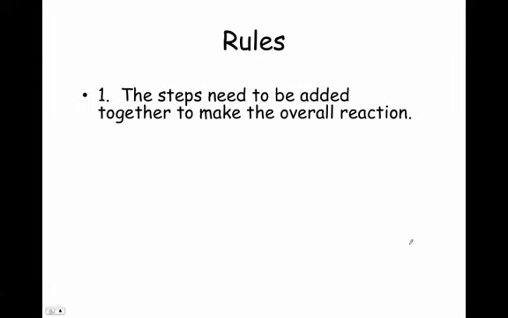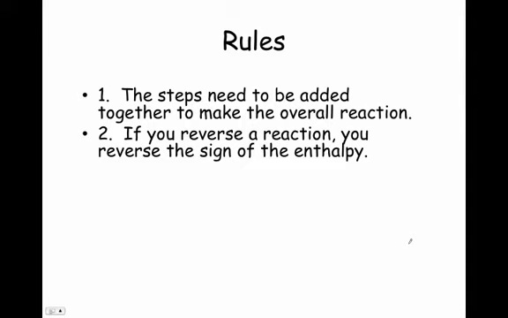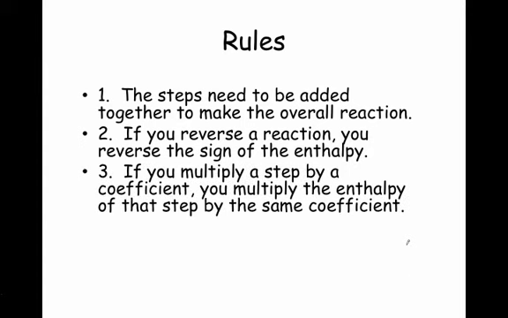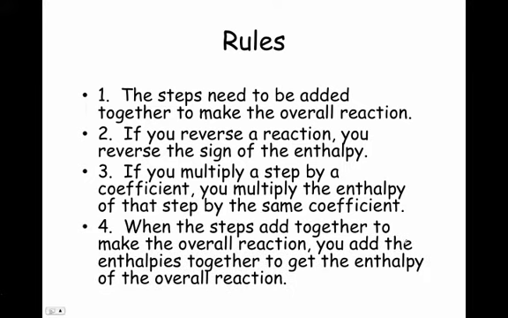So there's rules. The first rule is that the steps have to add together to make the overall reaction. If they don't add up to the overall reaction, then those steps cannot be used. The second rule is that if you reverse a reaction, you reverse the sign of the enthalpy. And if you multiply a step by a coefficient, you multiply the enthalpy of that step by the same coefficient. And once you get the steps to add together to make the overall reaction, you simply add the enthalpies of those steps to get the enthalpy of the overall reaction. So we're going to show you how this works in an example.